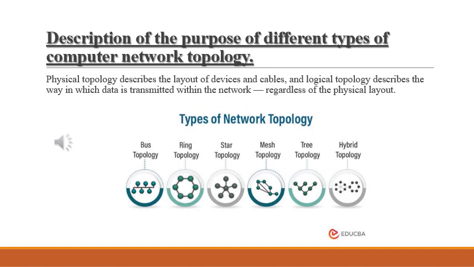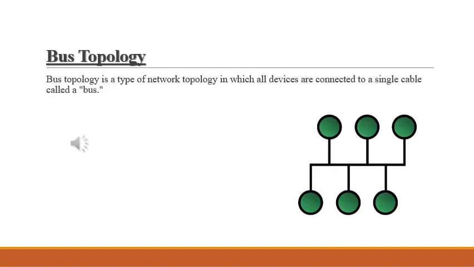Description of the purpose of different types of computer network topology. Physical topology describes the layout of devices and cables, and logical topology describes the way in which data is transmitted within the network, regardless of the physical layout. Bus topology is a type of network topology in which all devices are connected to a single cable called a bus.